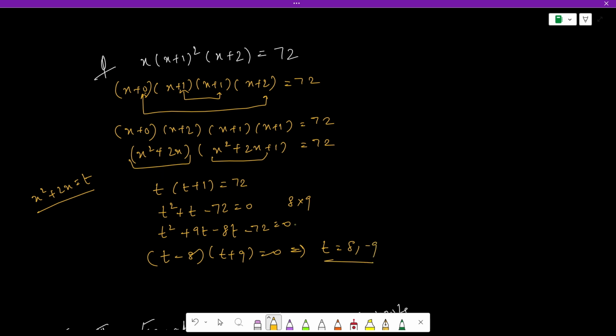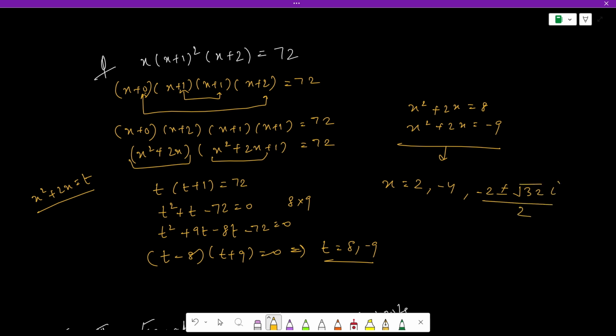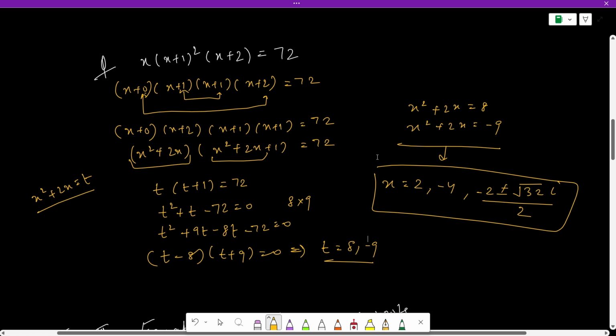Now similarly just substitute t here and we get two equations, that is x square plus 2x equals 8 and x square plus 2x equals minus 9. Now you can just solve this, and let me tell you the final answer. X equals 2, minus 4, and minus 2 plus minus root of 32 iota by 2. So these are the four solutions of this equation.